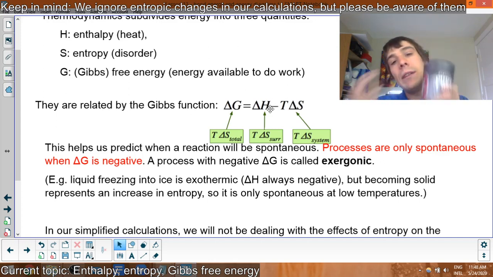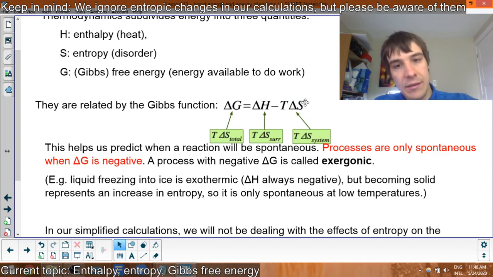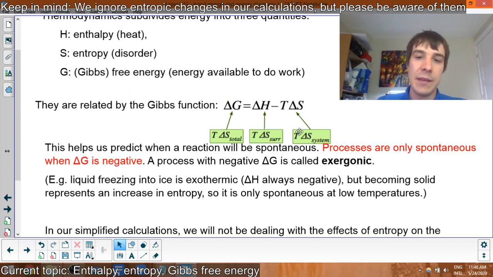But because it's going from a liquid to a solid, and a solid is more organized than a liquid, we have a decrease in entropy. And so the change in entropy kind of cancels out and overrides the decrease in enthalpy. It's annoying that those sound so similar. The increase in order overrides the decrease in heat. So even though it's exothermic, it is not what we call exergonic at room temperature. And so it won't proceed spontaneously.